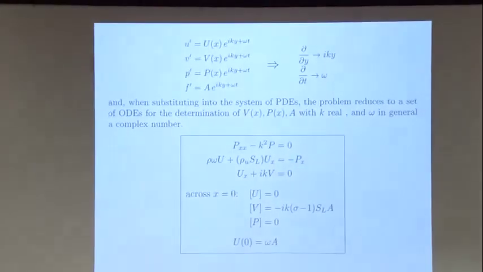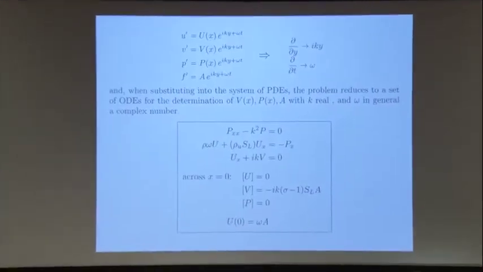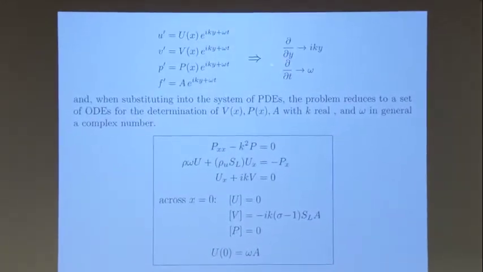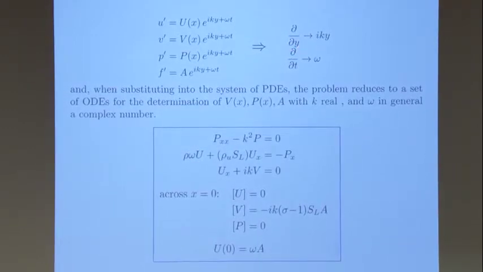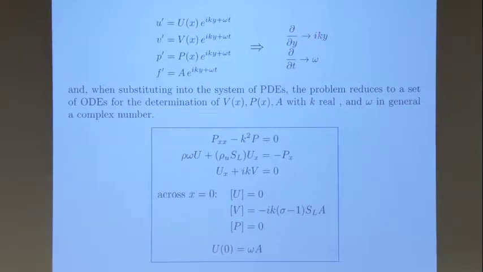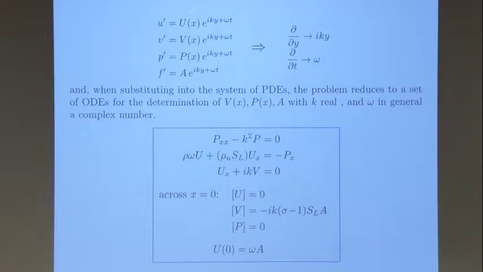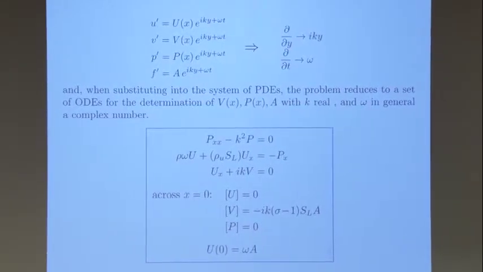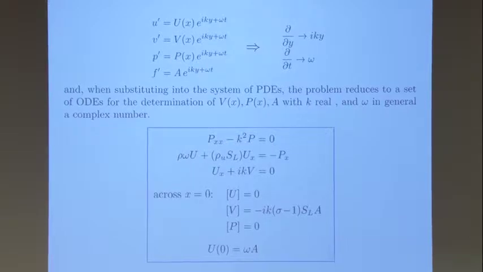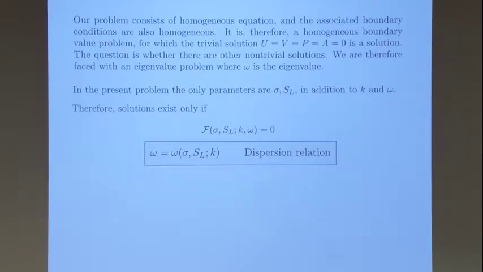Okay. So now what we want to do is, for our system, the analysis is simple, because d by dy just gives you i k y times the function. D by dt just pulls out an omega because of the exponential nature. So when you substitute into the equations, you get a system of ODEs with jump relations, and you can solve them. Before doing this, or before showing the result, I want to make two comments.